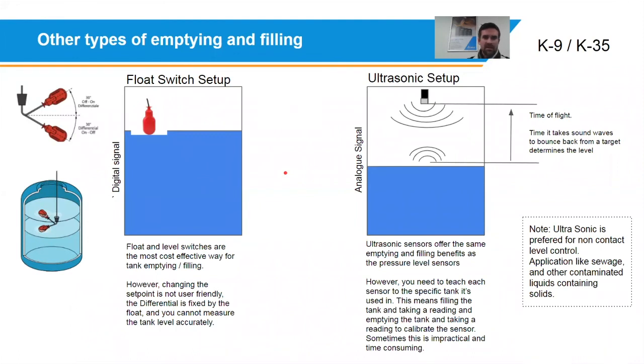And obviously the most basic type, a purely digital solution. The on and the off point will be completely decided by the differential of the actual float switch. Very little control, but obviously a very cost-effective solution. This type of digital system you could probably even use with a direct online, and it's probably most common with a direct online as well.